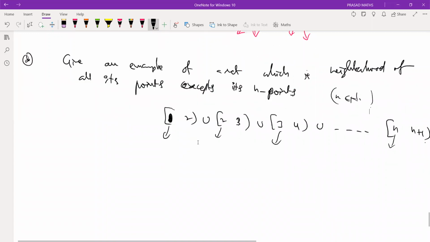Now, give me a set which is a neighborhood of all its points except countably infinite points. Use chart box. Excuse me, sir, why did you take open bracket 1, 2, open bracket? For the sake of our convenience, that's it. Can we take closed bracket 1, 2, union closed bracket 2, 3 also, sir?